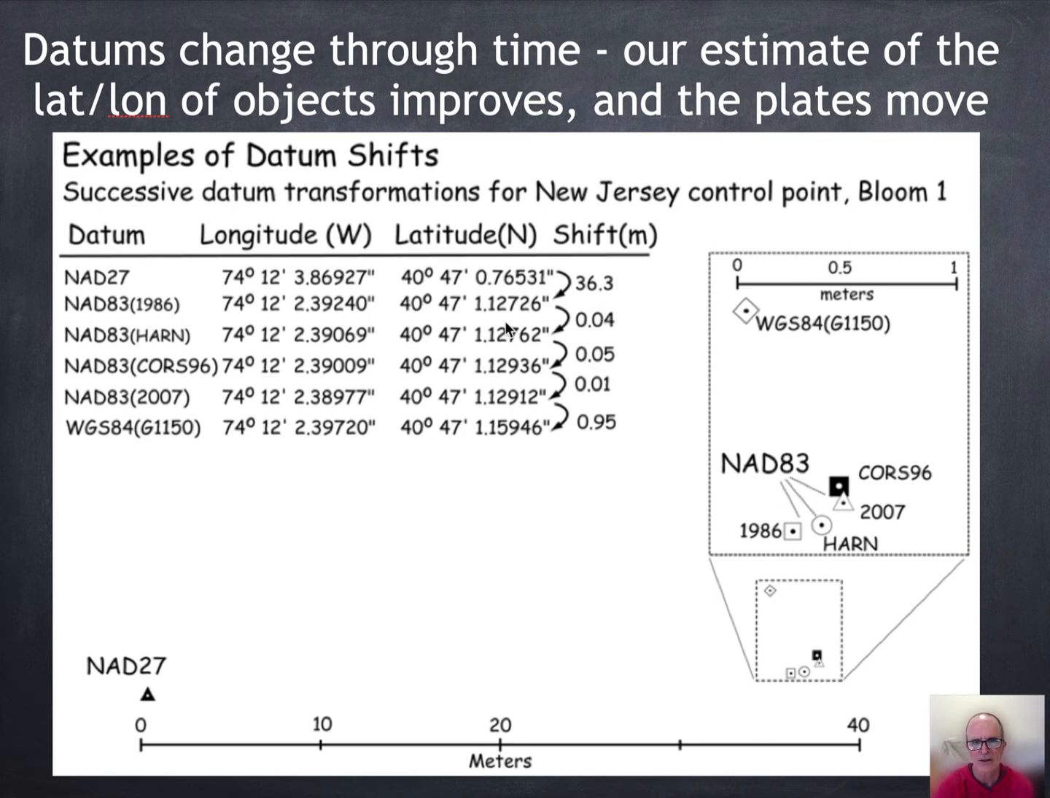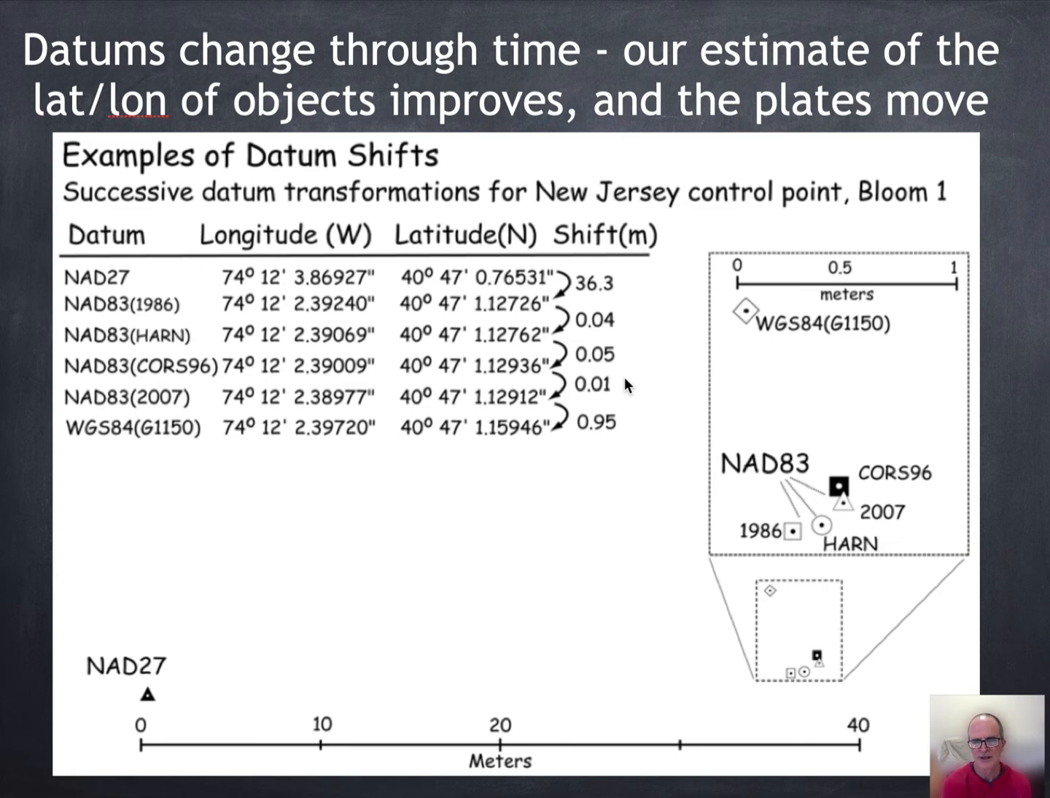And then when we went from 83 in 86, which is based on optical surveys, to 83 in 88 or 89, which is based on GPS, the HARN network, they moved a couple inches. And then CORS 96, better GPS surveying, they moved a couple more inches. Then in 2007 and 2011, they're moving sub-inches. So we basically had this improvement, but using our old model of the shape and center of the Earth with our old ellipsoid, we're really not improving things. And so in 2011, there was another set. It improved mostly in the west and southwest.